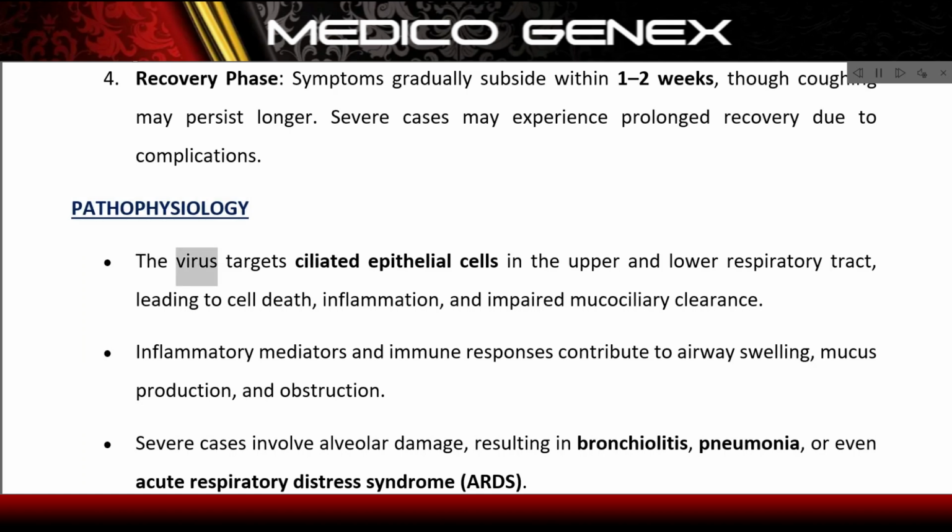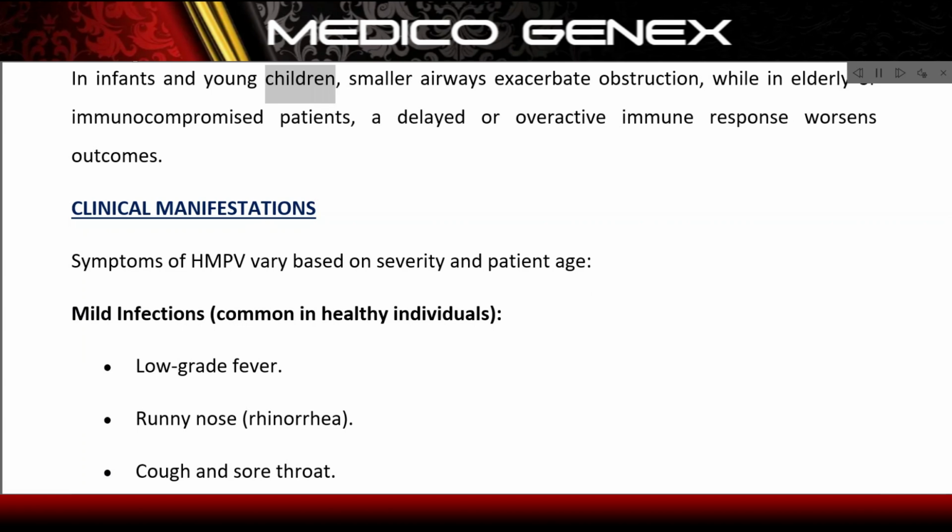Pathophysiology. The virus targets ciliated epithelial cells in the upper and lower respiratory tract, leading to cell death, inflammation, and impaired mucociliary clearance. Inflammatory mediators and immune responses contribute to airway swelling, mucus production, and obstruction. Severe cases involve alveolar damage, resulting in bronchiolitis, pneumonia, or even acute respiratory distress syndrome, ARDS. In infants and young children, smaller airways exacerbate obstruction, while in elderly or immunocompromised patients, a delayed or overactive immune response worsens outcomes.